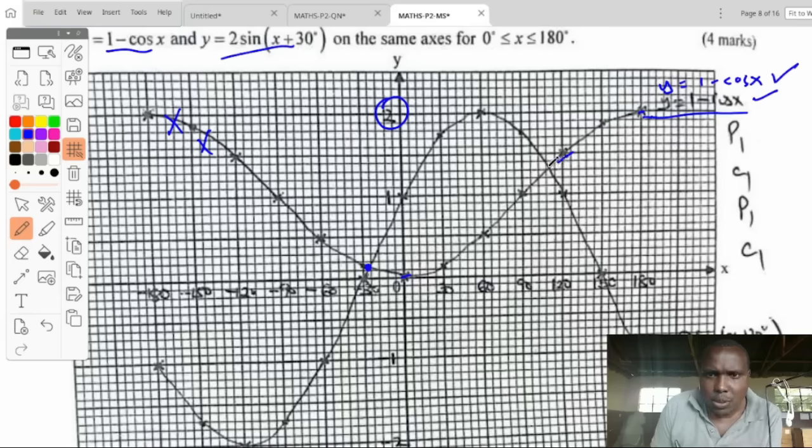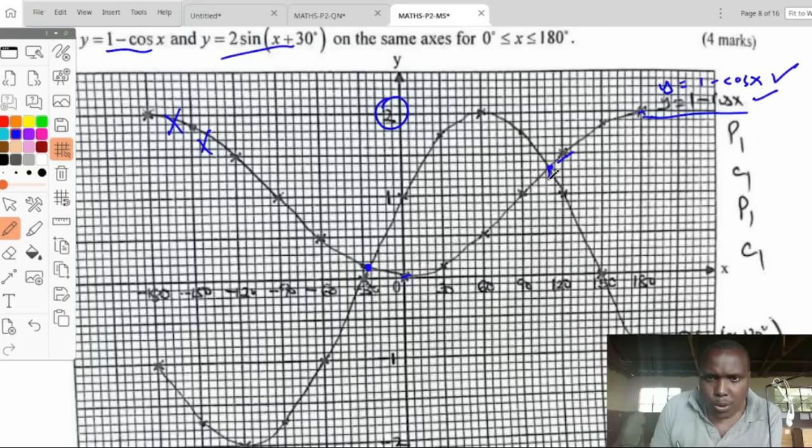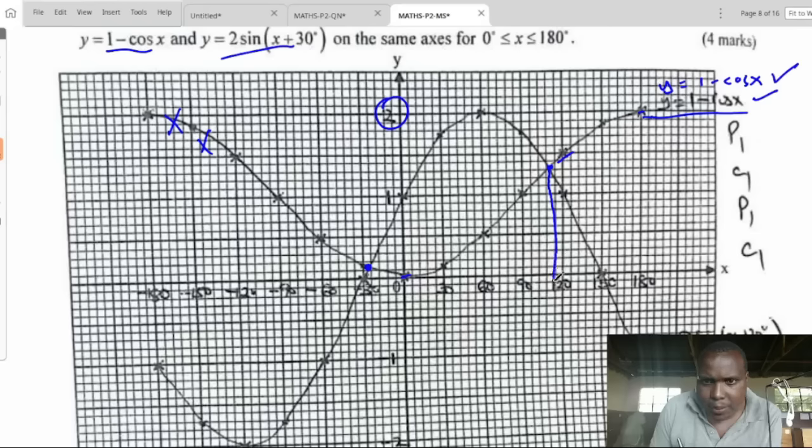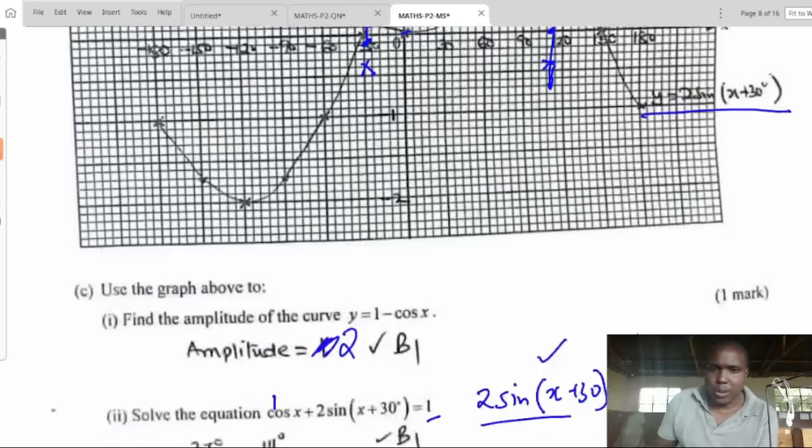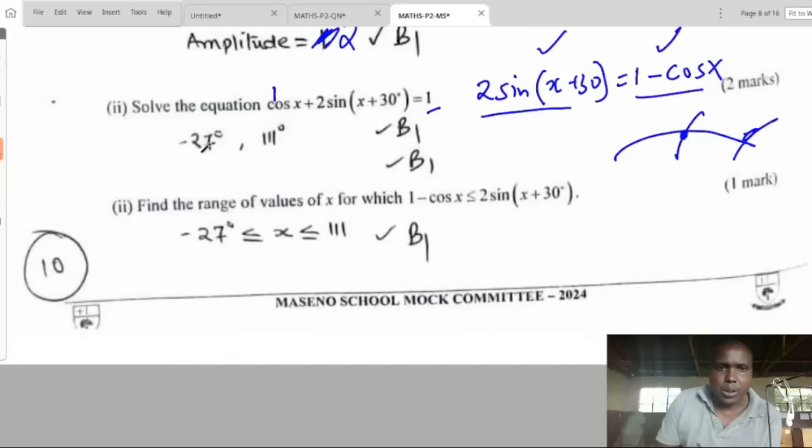They are meeting also here. So you draw a straight line down to the x-axis, sorry for that, and you read here. You draw a line to the x-axis and you read here. So the value of x here and the value of x here are the correct answer for that one. So that one will be negative 27 degrees and 111. Those are the answers you need.